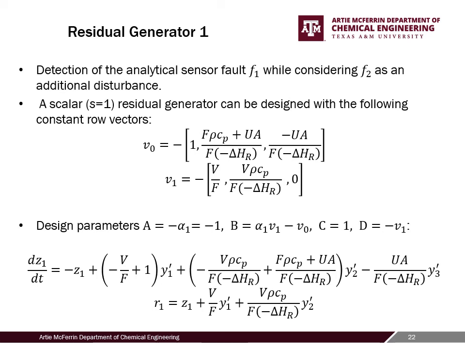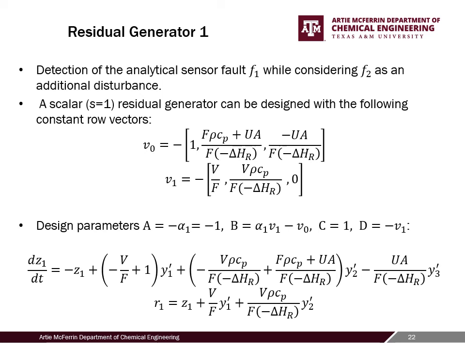So a scalar residual generator is designed, and the following two constant row vectors V0 and V1 satisfy the conditions of proposition 1, 2, and 3. And the design parameters are as shown. They are given by equation 10 in the presentation, and the final residual generator is as shown.